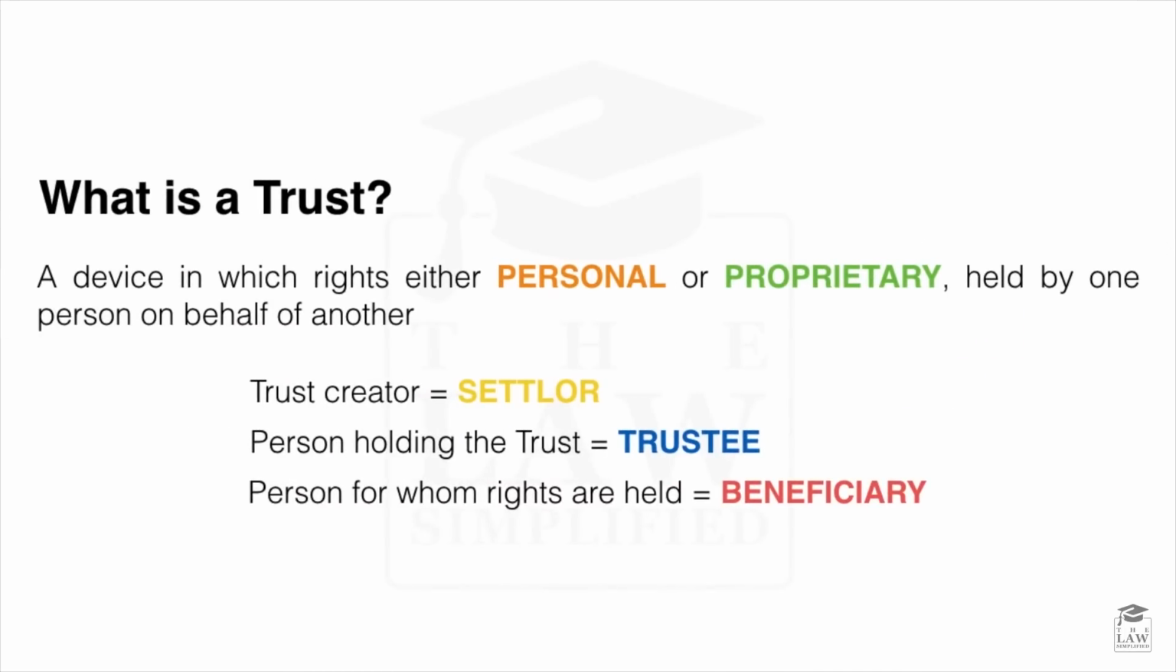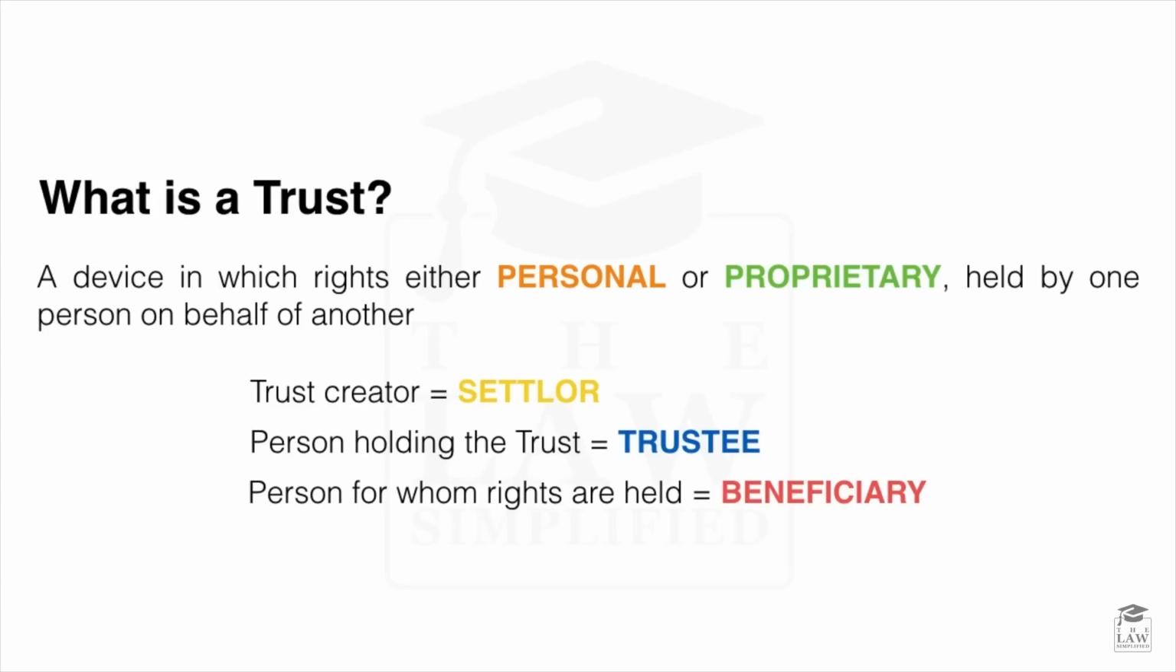Well, quite simply, it's a device in which rights, either personal or proprietary, are held by one person on behalf of another. So what does this mean? Well, basically, it's where one individual wants another individual to have a certain set of rights or privileges, but goes through an intermediary to do so.